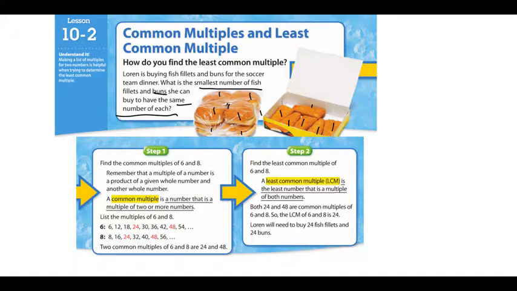So the least common multiple would be, obviously, the smallest multiple that they have in common. Okay, they have common multiples, like 48, but the least, you can see, is 24. Remember, they want to save money. They don't want to have a bunch of extra food. So that's why we're looking for the least common multiple. So with that being said, Lauren will need to buy 24 fish fillets and 24 buns.